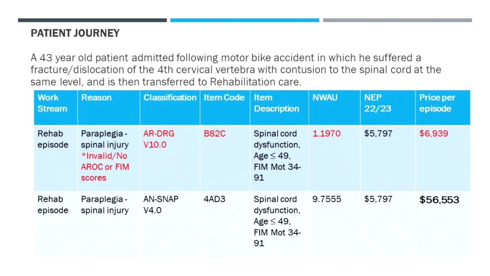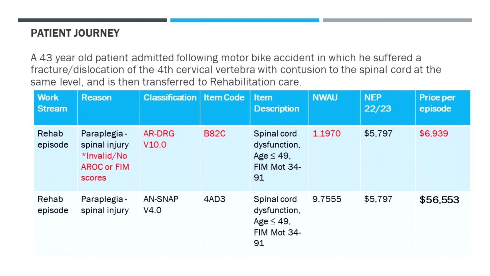So here's a very powerful example of a 43-year-old patient who's admitted following a motorbike accident, and they suffered a fracture dislocation of the fourth cervical vertebrae, so a spinal injury with contusion to the spinal cord at the same level, and they're transferred to rehabilitation care after their acute surgical management. So you can see on the top line, this is where we're using DRG-based funding because we haven't got the sufficient data entered through AROC to access the ANSNAP data.